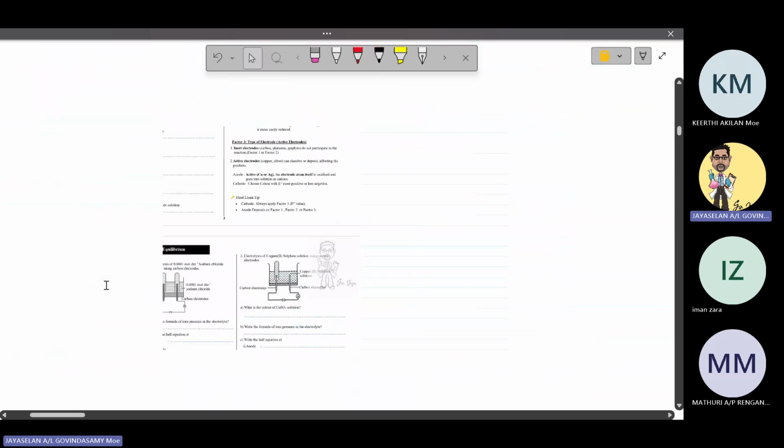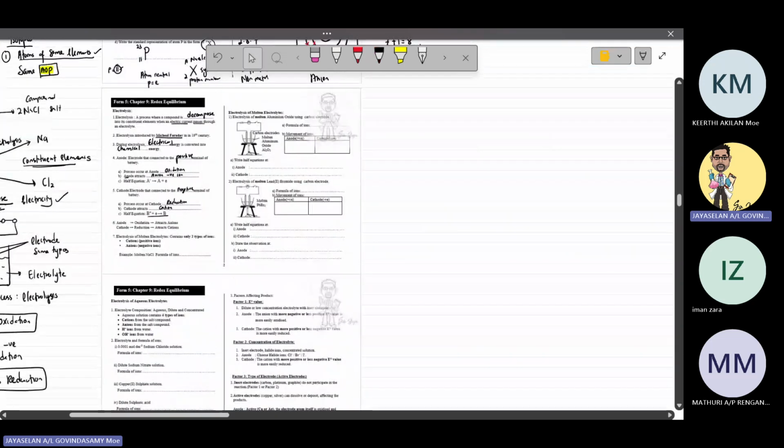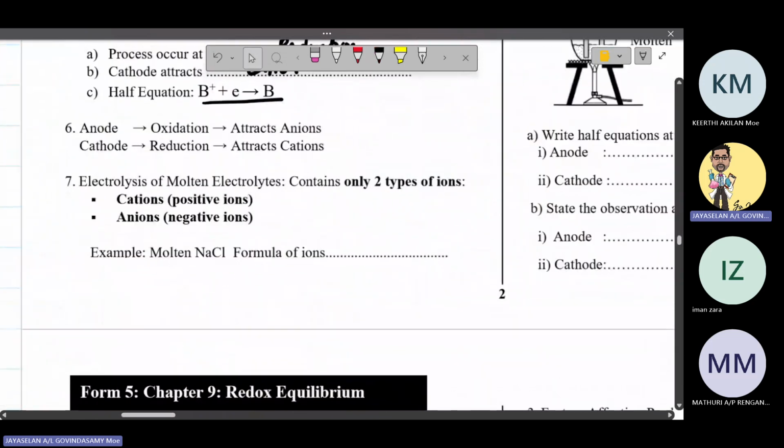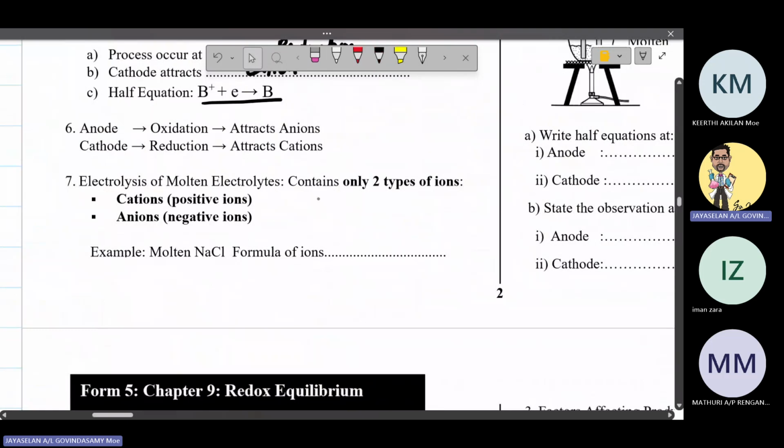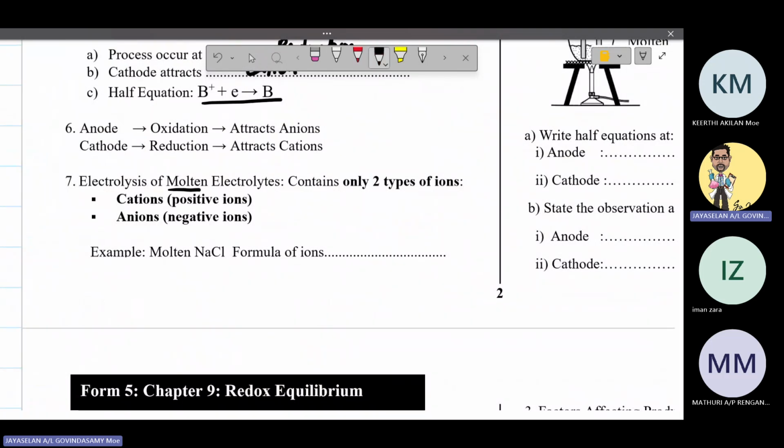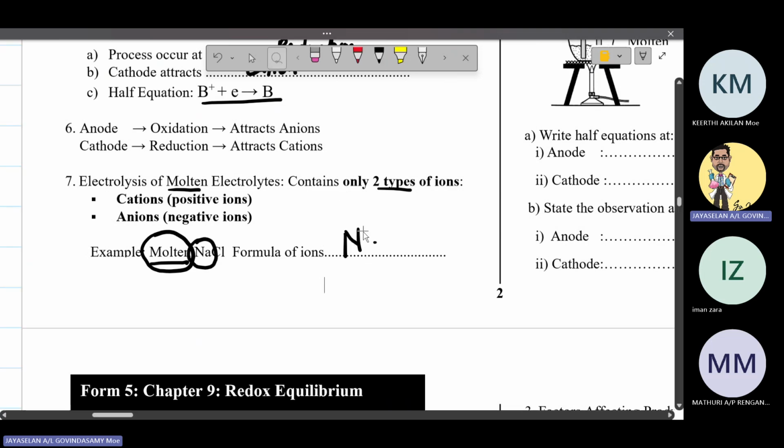Now we do it in the module. This one you guys do. Look at point number 7. For electrolysis, when they put the word molten, it is 2 types of ion only. For example, molten sodium chloride. When there is the word molten, put in your mind that you need to take 2 ions only. What is the formula of the sodium ion? So you put Na positive and Cl negative, and you take your 1 mark. Any question?